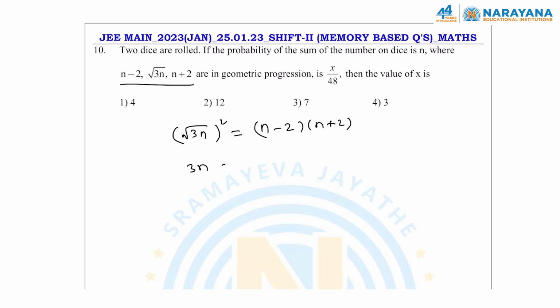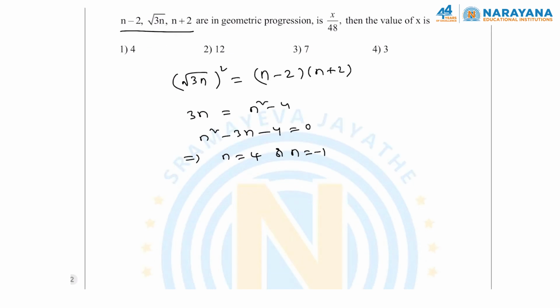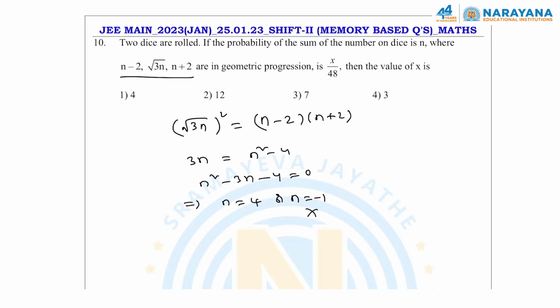So from here we get 3n is equal to n square minus 4. So n square minus 3n minus 4 equal to 0, which implies n equal to 4 or n equal to minus 1. But we have to take the positive value of n, because it is a positive number, so this is eliminated. We get n is equal to 4.